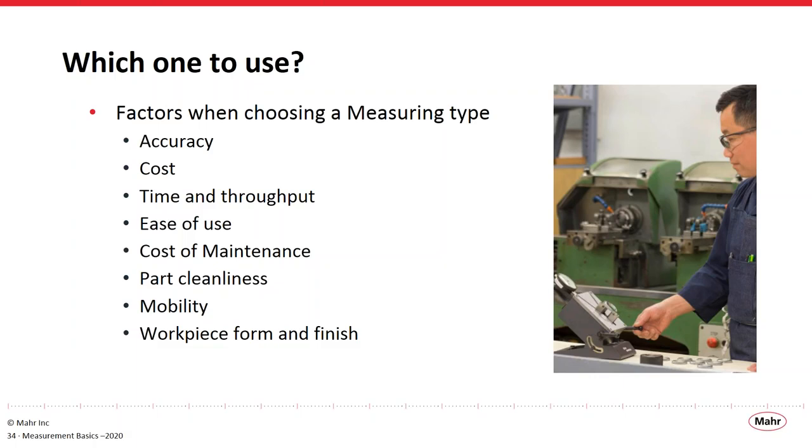Is there any maintenance costs we have to worry about? Is the part going to be clean when we make the measurement? Do we want a portable or a bench type of a gauging system? And of course, for tight tolerances, the workpiece form and finish is very critical. So those are all things that have to be considered when we're going to start making a gauging solution.